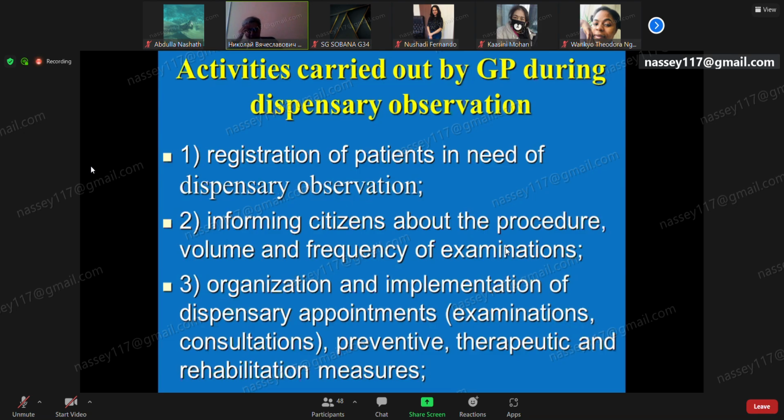Also, this procedure should include registration of patients and their families, their surnames, in special cards, informing them about the procedure, volume and frequency of examination, organization and implementation of dispensary appointments, organization of specialist consultations, and also, of course, organization of necessary preventive measures, the most effective therapeutic measures, and rehabilitation after non-infectious diseases.